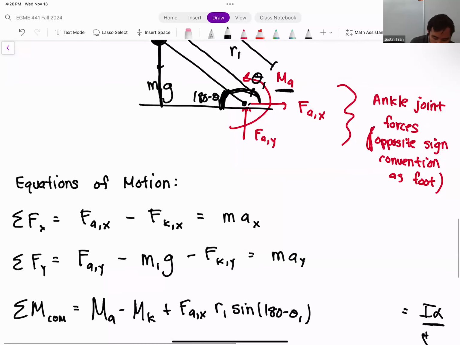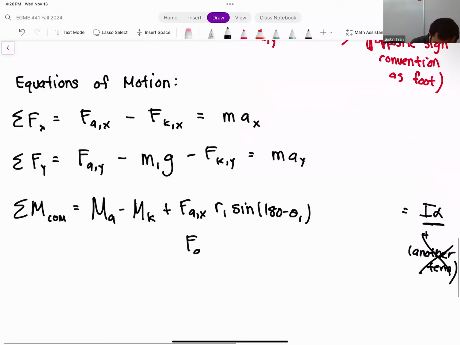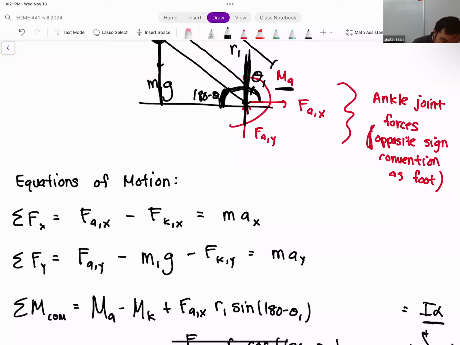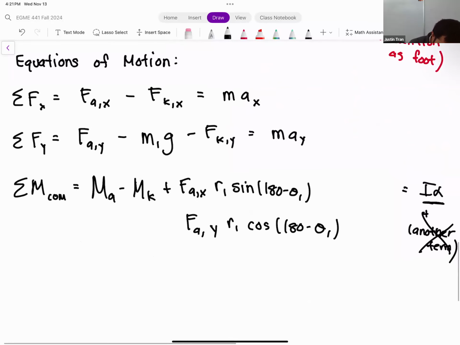All right, and then FAY, we want the horizontal distance. So we have FAY, R1 cosine 180 minus θ1. Okay. So we go back to this diagram here. We have FAY like that. And so the distance that we want is this one right here. Okay, so that horizontal distance there is R1 times cosine 180 minus θ1. Okay. And if we look at the direction of the moment, we can see that it is going counterclockwise as well. Okay, so that's going to be a positive.